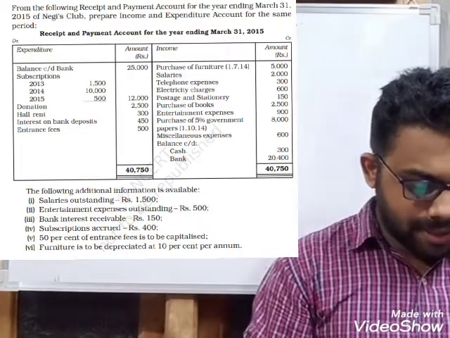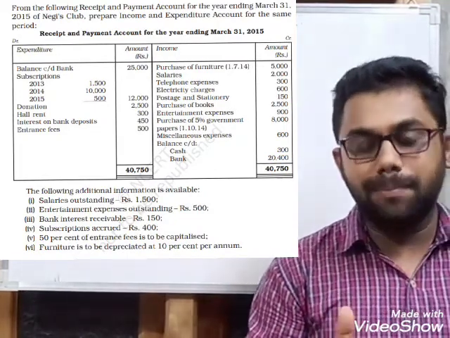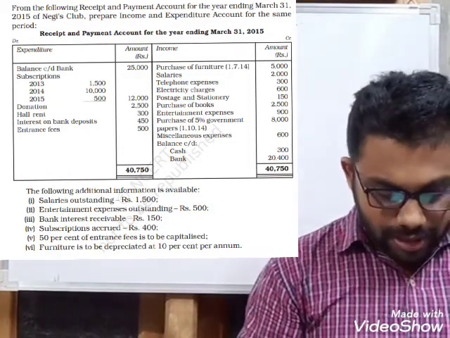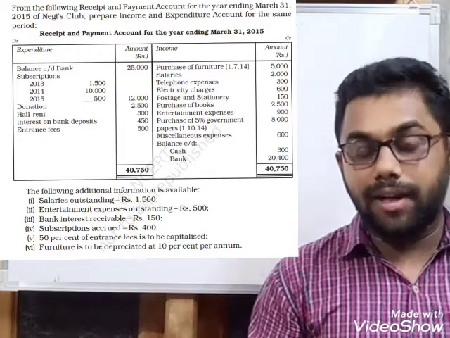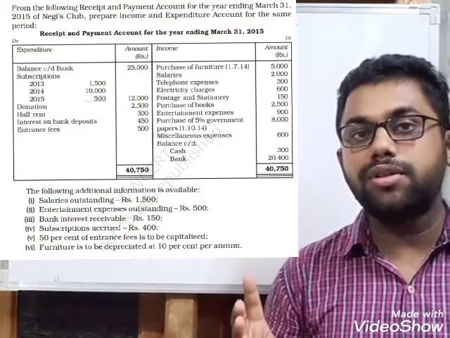Next, in the payment side. In the question it is written as income side, but it is not the income side, it is the payment side. So in the payment side, first we find the purchase of furniture, and in the bracket they have given a date, that means the date of purchase of furniture, 1/7/2014.